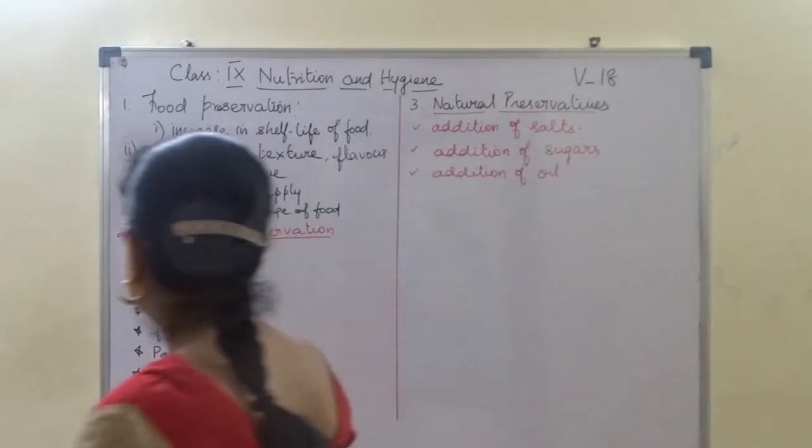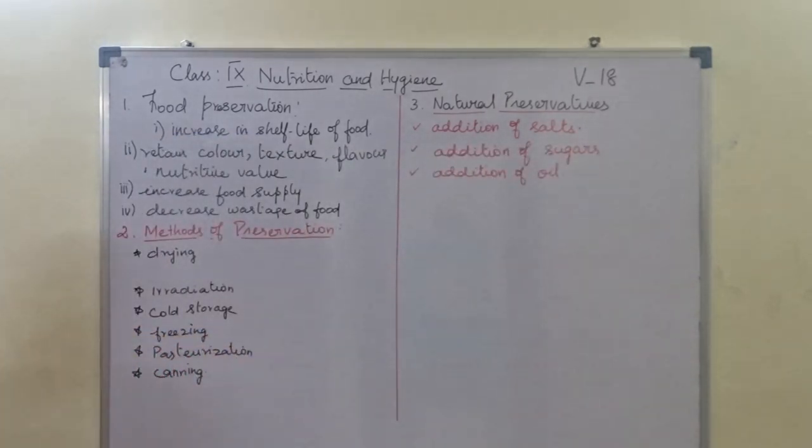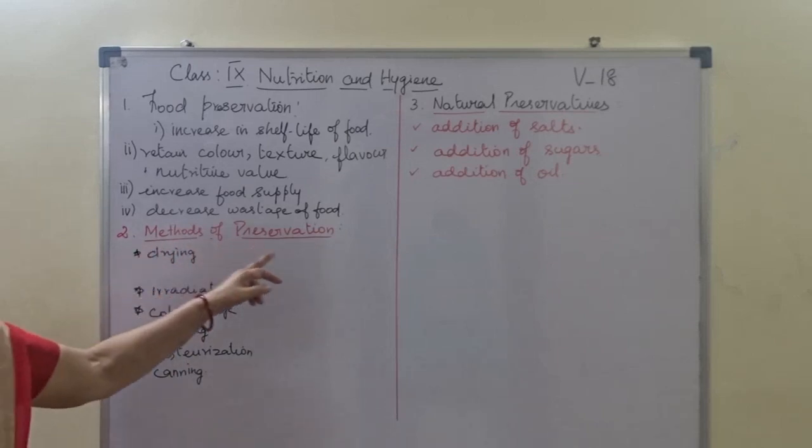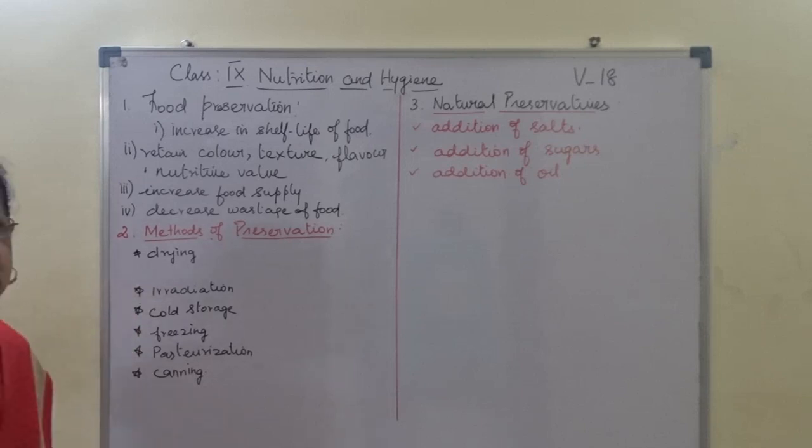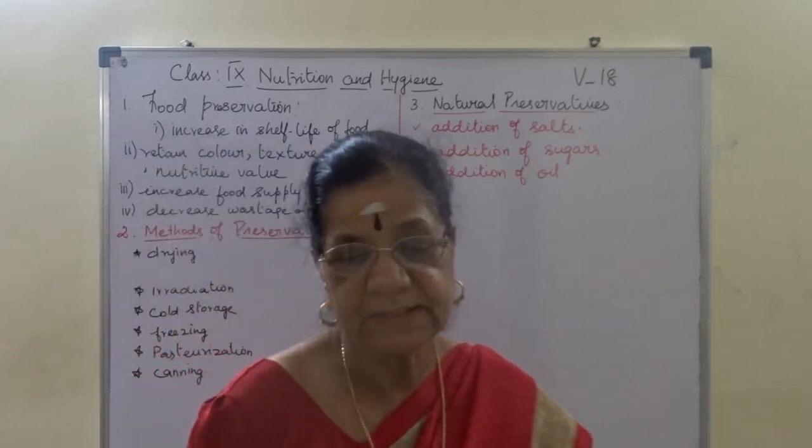And then this food is preserved by different methods. That is the forming method of preservation. The methods of preservation are drying, irradiation, cold storage, freezing, pasteurization and canning. What do you understand?